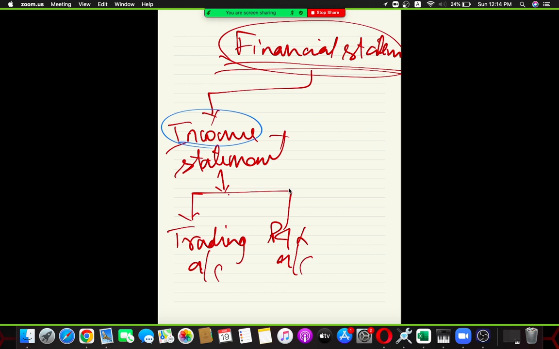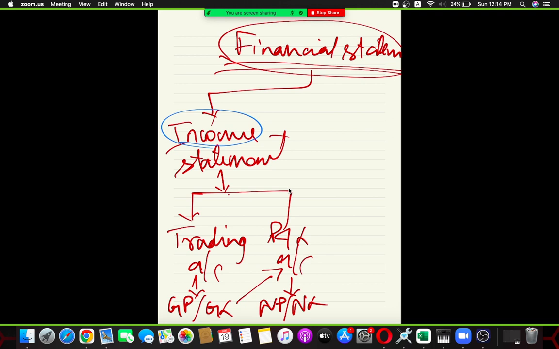But wait, listen. If you are preparing something called a trading account, what is the end result you will get? Either you will get gross profit or gross loss. Any one you can get. What are you doing with that gross profit or gross loss? You are transferring the same to the profit and loss account. In the profit and loss account, you are getting net profit or net loss.